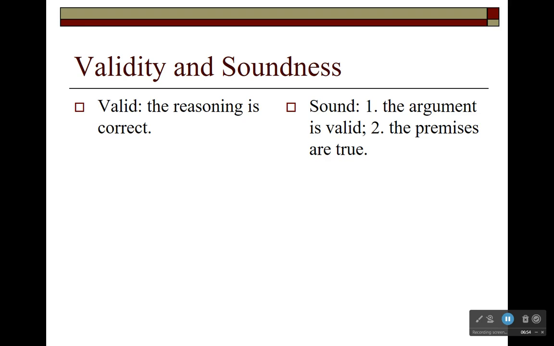Oftentimes that's the case in life. Oftentimes that's the case in science, for example. When scientists are trying to discover the truth, they don't know whether the information they have is correct or not. But they still want to be able to think logically about what would be the logical implications if certain hypotheses, say for example, were true. So being able to reason correctly, logically, even when we're not sure whether the evidence that we're going off of is true, is an important intellectual skill.